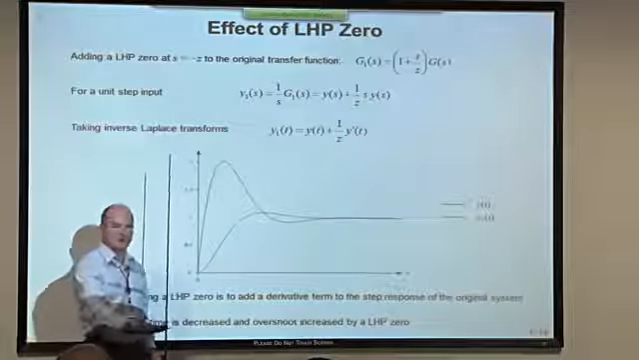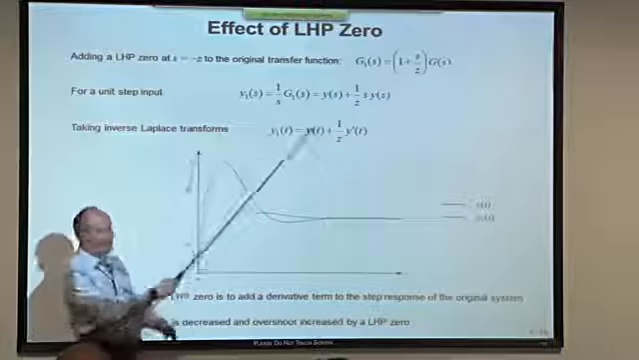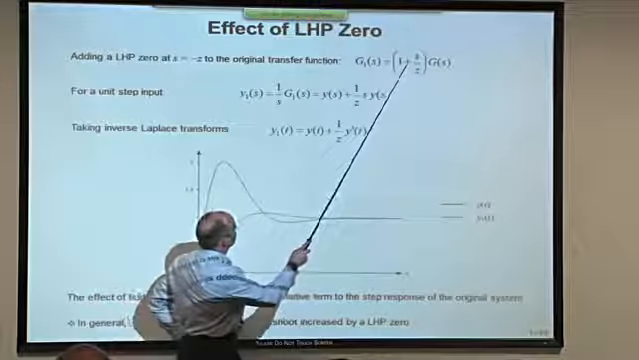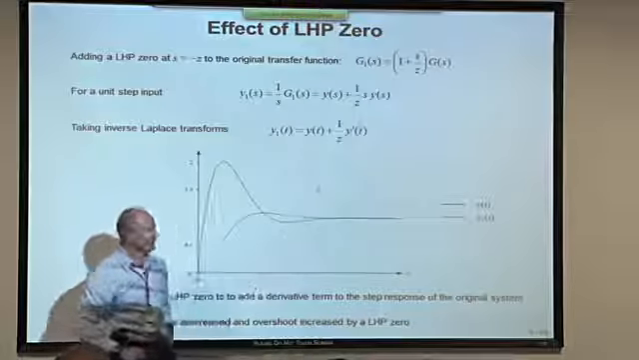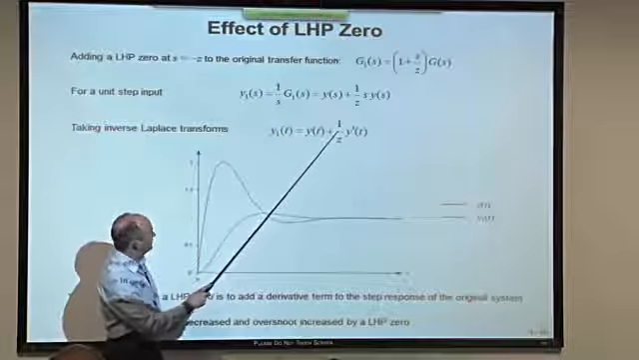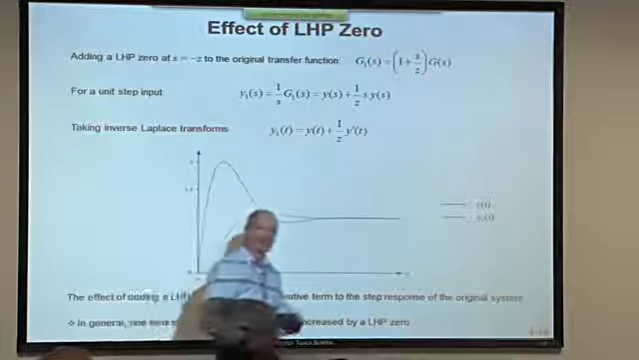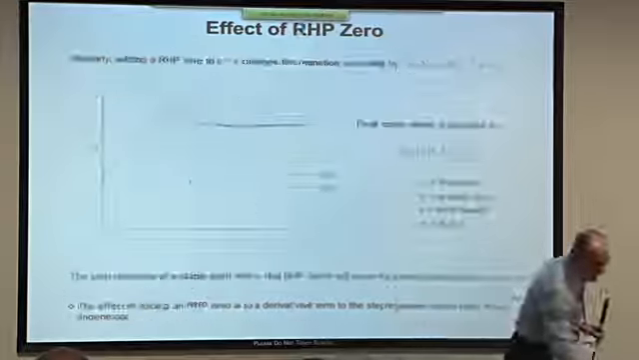Now, if it's a right half plane zero, the effects are completely different. Nothing very surprising happens up here. The only difference is that this will be a minus now rather than a plus, and that minus will ripple down into this term here. So instead of adding the derivative, we'll be subtracting the derivative from the transient response. This is a right half plane zero.